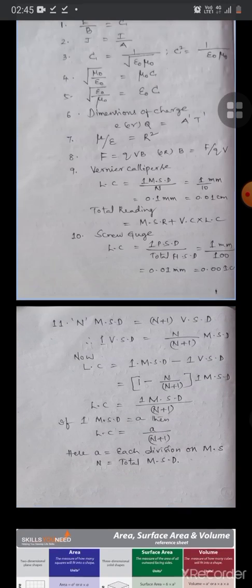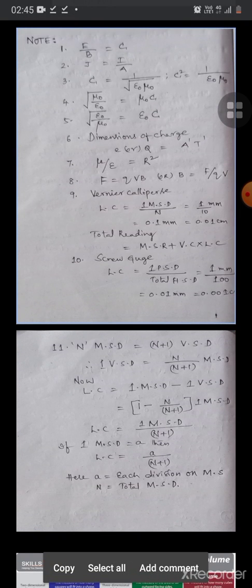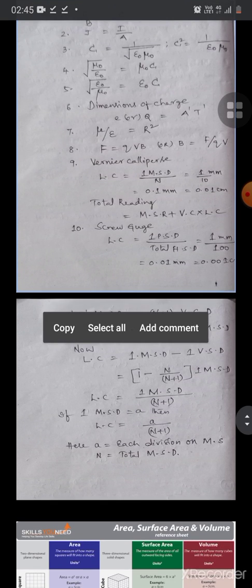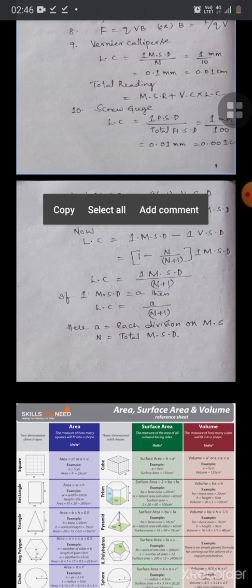Next, screw gauge. In the case of screw gauge also, we have two scales, one is head scale and another one is pitch scale. Head scale is a circular scale and pitch scale is a non-rotating scale. Here LC is equal to 1 pitch scale division divided by total head scale divisions, that is equal to 1 mm divided by 100, that is equal to 0.01 mm or 0.001 centimeter.